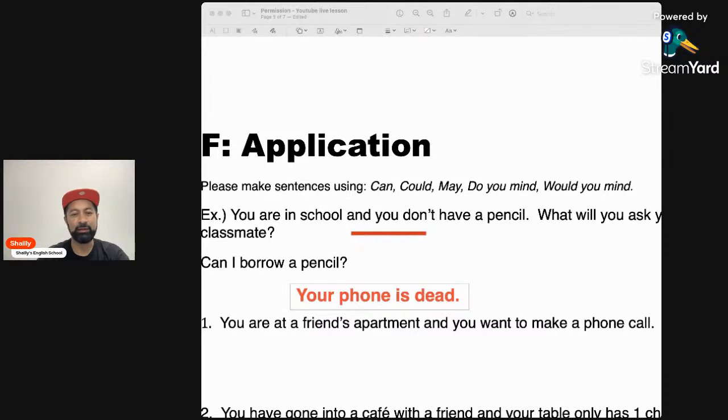What does that mean? Your phone is dead. You know, dead, we usually use it for people, for living things, animals, plants, humans. But in this, I'm saying my phone is dead. So, you know, this phone, it's dead. What does that mean?